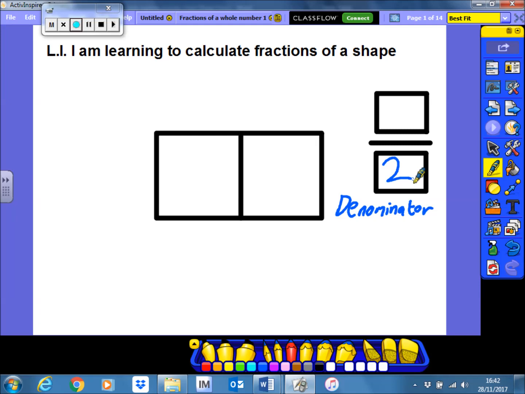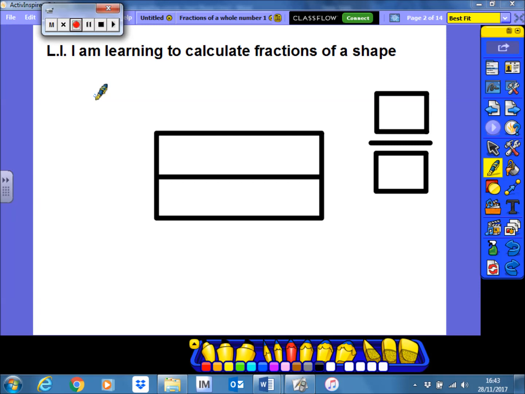The number on top is called the numerator. The numerator tells us how many parts of that shape we are talking about. So if I shade in 1/2 here, then I would write my fraction as 1/2. So I have shaded in 1 out of the 2 halves, so my overall fraction is 1/2.